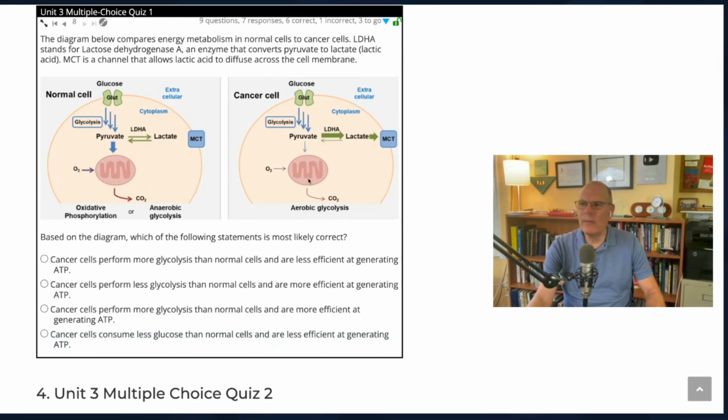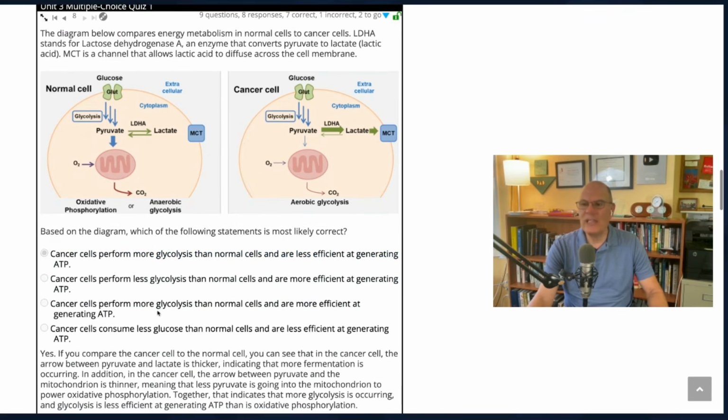I'm looking at the diagram of cancer cells. I'm seeing that very little pyruvate is going into the mitochondrion. I'm assuming that the result of that is that cancer cells would perform more glycolysis and they'd be less efficient at generating ATP. And that's correct.